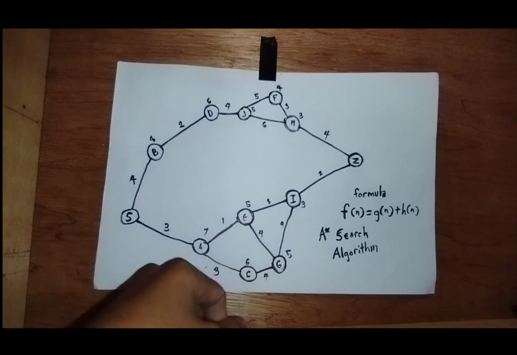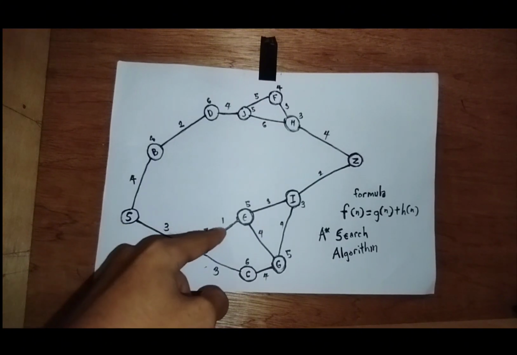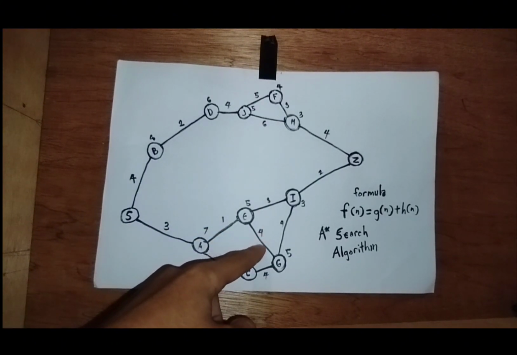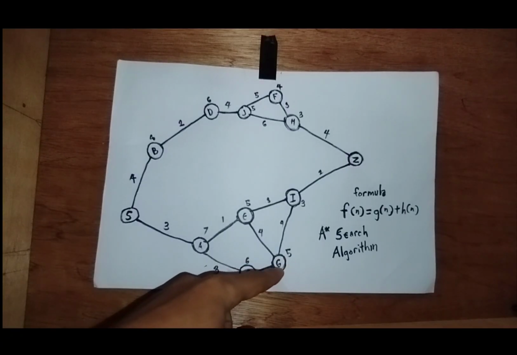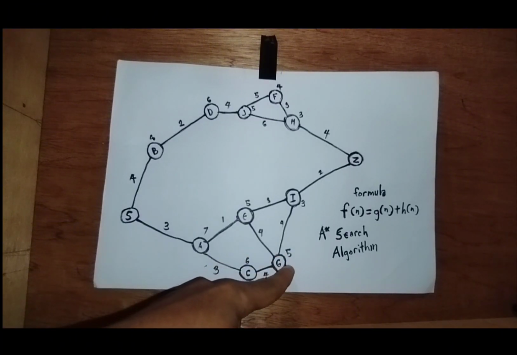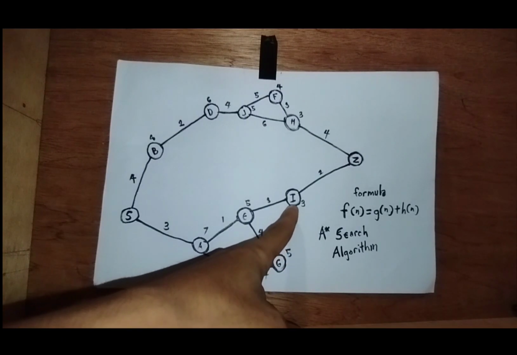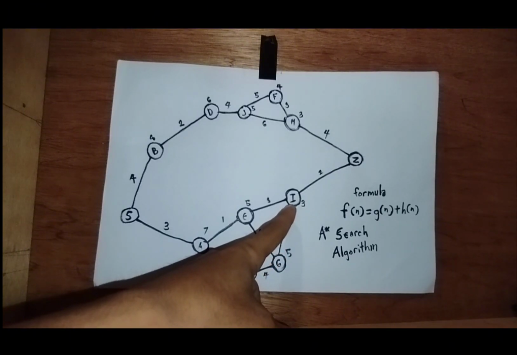How about this route? E to G. 3 plus 1 plus 4 is equal to 8, plus G 5. 8 plus 5 is equal to 13 points. So this one takes 13 points. So is G lesser than I? No. So we're going to take the I route.